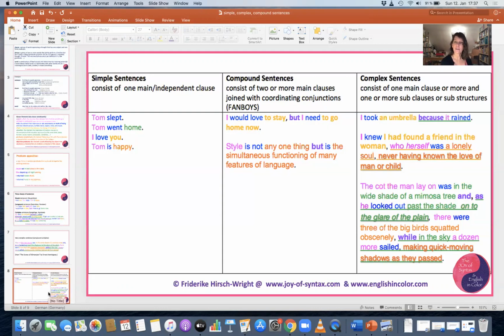I knew I had found a friend in the woman who herself was a lonely soul, never having known the love of man or child. And the sentence that I already read to you, but I'll read it again. The cot the man lay on was in the wide shade of the mimosa tree. Oh, and here we have an interesting thing. I didn't color it orange in this case. There are two different schools of thought, and I used to be in one and now I switched.